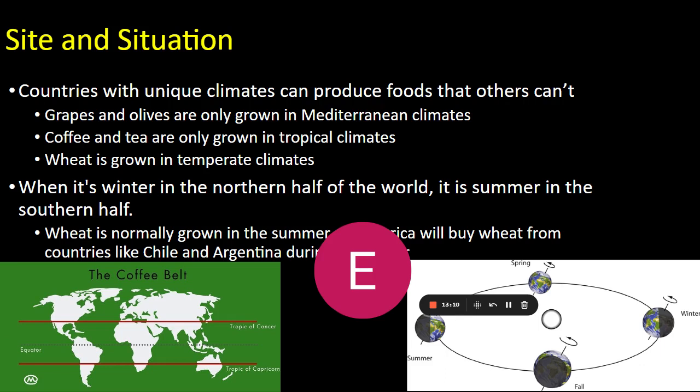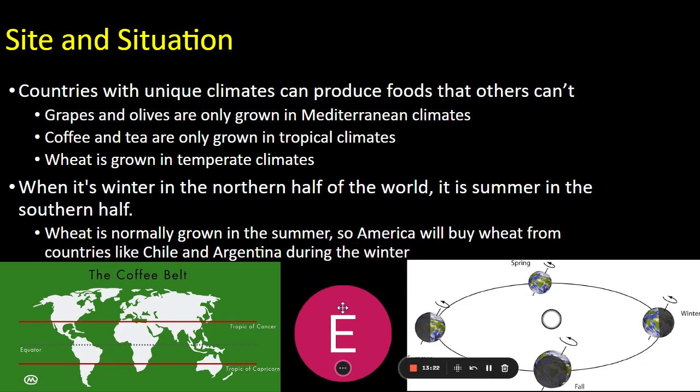Notice you can eat all those things in America, even though coffee comes from the tropics, and olives and grapes are Mediterranean. We're not in those places, yet we eat them anyway. When it's winter in the northern half of the world, it's summer in the southern half, which was talked about in the last slide. Everything's flip-flopped. So when it's summertime, we grow wheat, and in our wintertime, it's summer in the south. So Argentina can grow wheat and then sell it to us. We're constantly giving each other foods because we're connected. That's the situation.